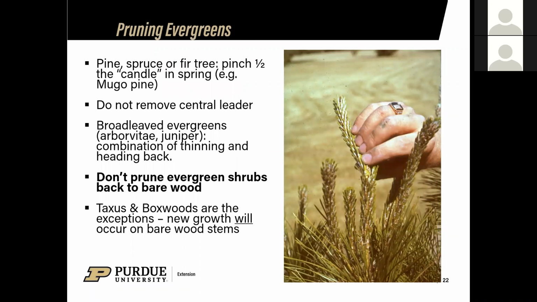Evergreens are a little bit different. You know, the pines, spruces, and firs will put out, as that picture shows, candle growth, that growth that comes out in the spring. And you can come in at that time and either pinch or cut out up to two-thirds of that candle growth, and that's what makes a Christmas tree so dense with lots of branches in it. That candle growth has been sheared off every year, and it produces a nice dense plant. Never cut that central leader.